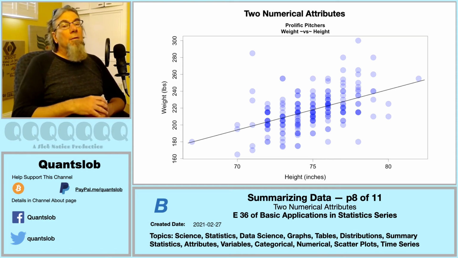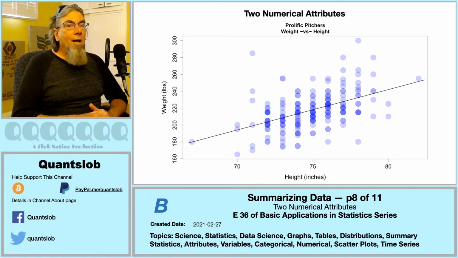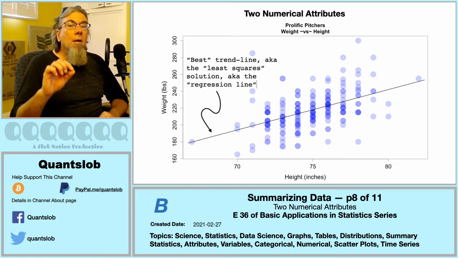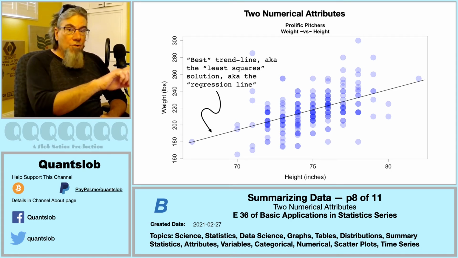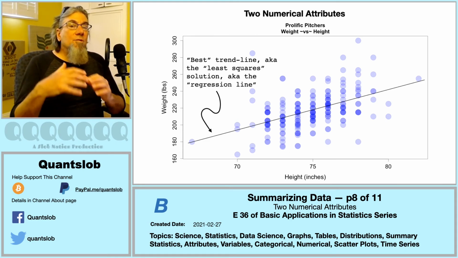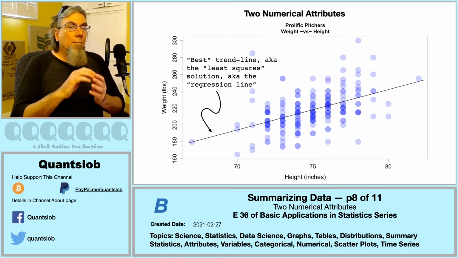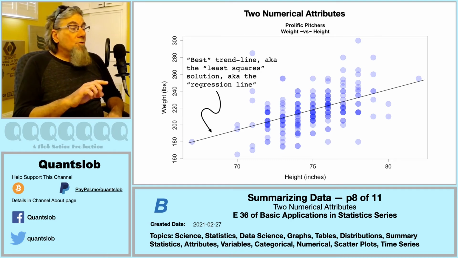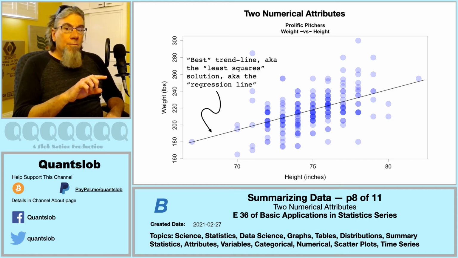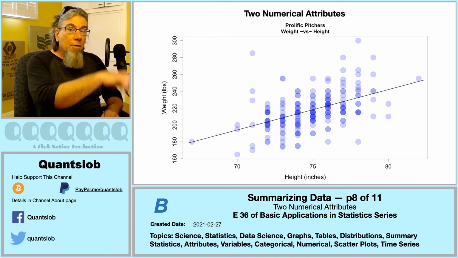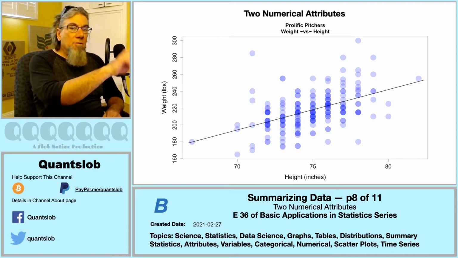Now, upcoming in the next season of QuantSlob, season 5, you're not going to want to miss that. We're going to go into more detail concerning how to calculate what we often call our best trend line, which is what we're showing here in this plot. And the best trend line is the so-called least squares solution, or as it is more commonly known, the regression line. Now, all the points don't fall directly on the line segment here. And in most real-world settings, the points will be scattered vertically along our best trend line.